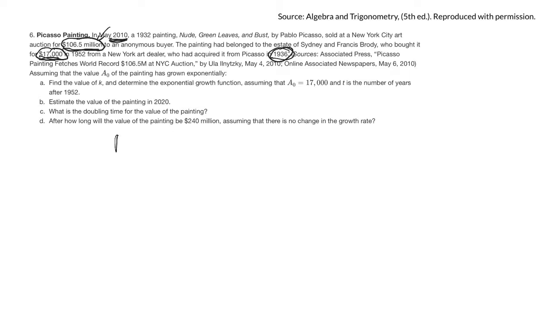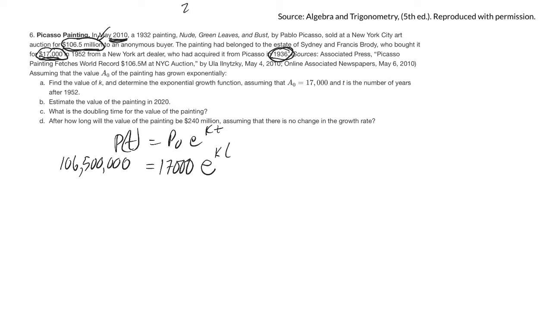Okay, so my formula, P of t equals P0 e to the kt. So it started at 17,000 and it's ending at 106,500,000. Okay, that's what it's ending at. E to the k, we don't know that. And the time, it went from 2010 and 1936. So I've got to figure out how long that was. So 74 years, I think. So t would be 74.